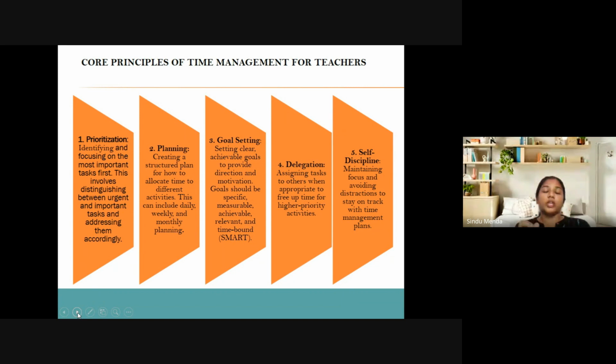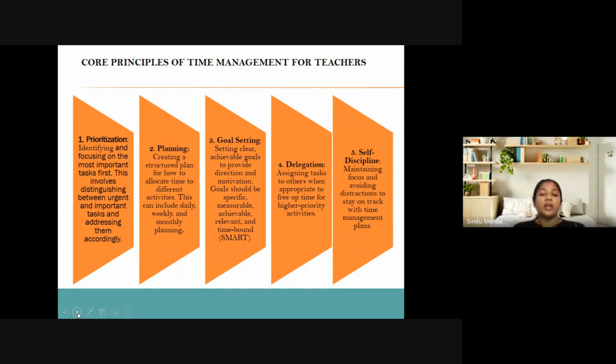First of all, you need to assign tasks to others when appropriate to free up your time for higher priority activities. This is one of the core principles of time management for the teacher. The last one is self-discipline. What does self-discipline mean? You need to maintain your focus and avoid distractions or interruptions to stay on track with your time limit and your plans. This is called self-discipline and self-motivation.